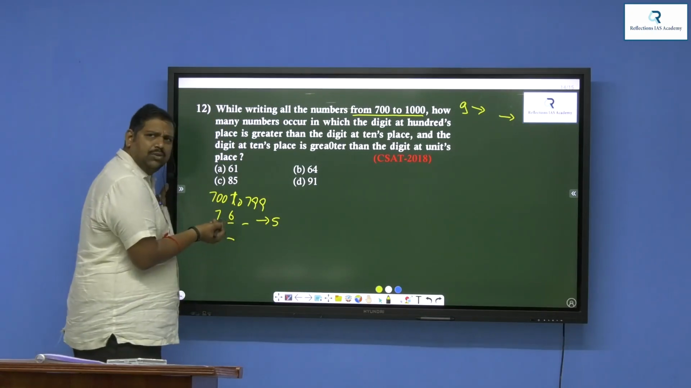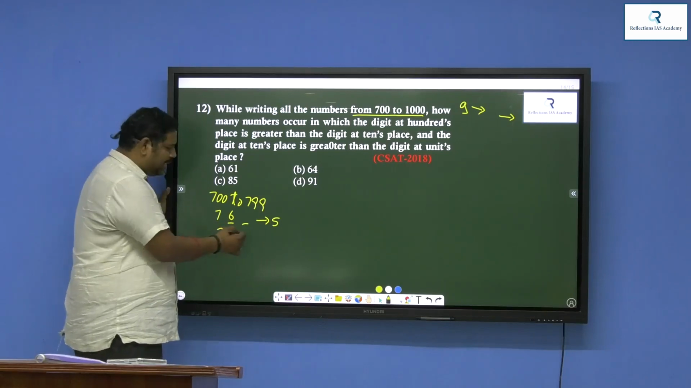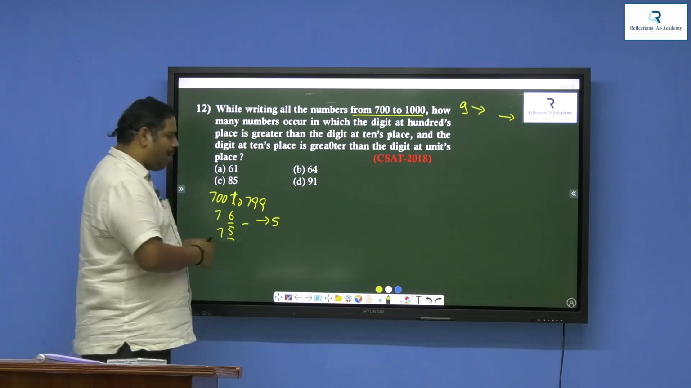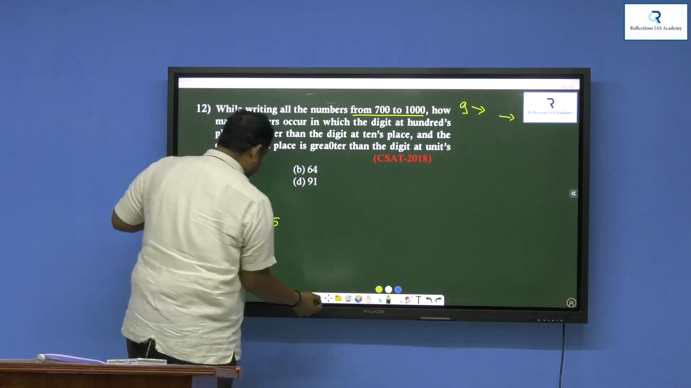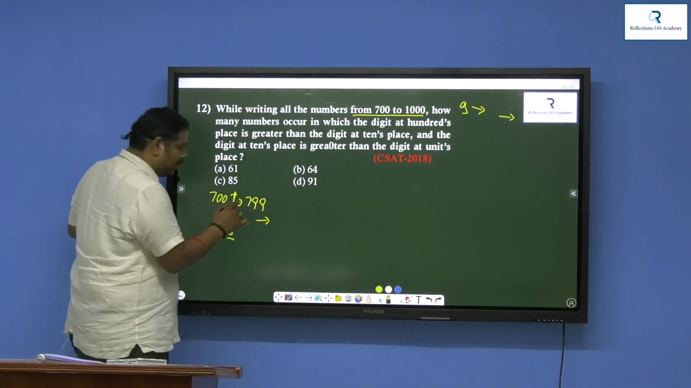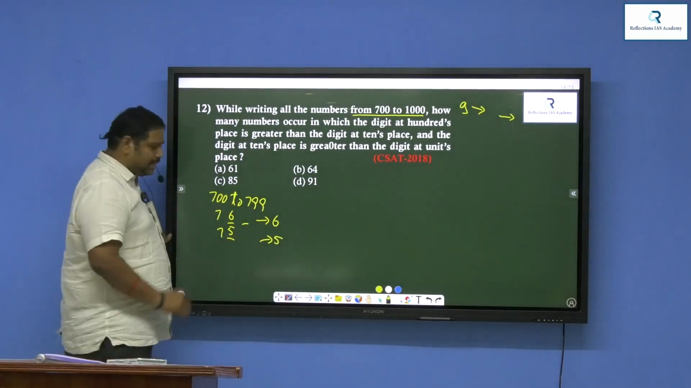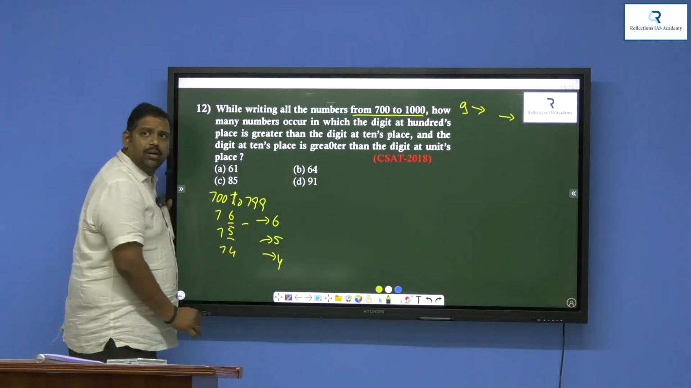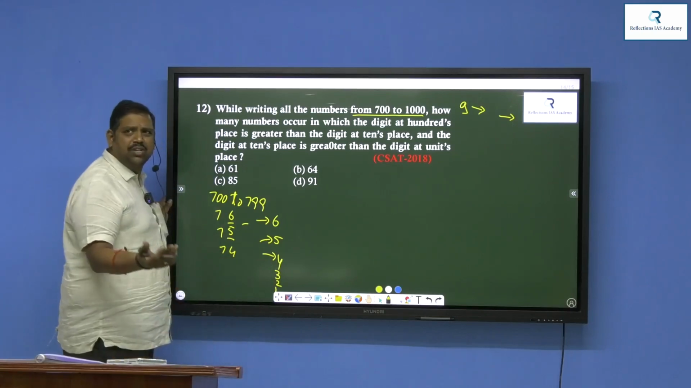Why should I take 6 only? 5 also you can take, right? Going in order, this can be less than 5: 0, 1, 2, 3, 4. Means how many cases? 5 cases. Earlier how many cases here? 6 cases. Now it is only 5 cases. Suppose it is reduced by one more case, yes or no? Next one, 3, 2, 1. 0 is no need to count, right?